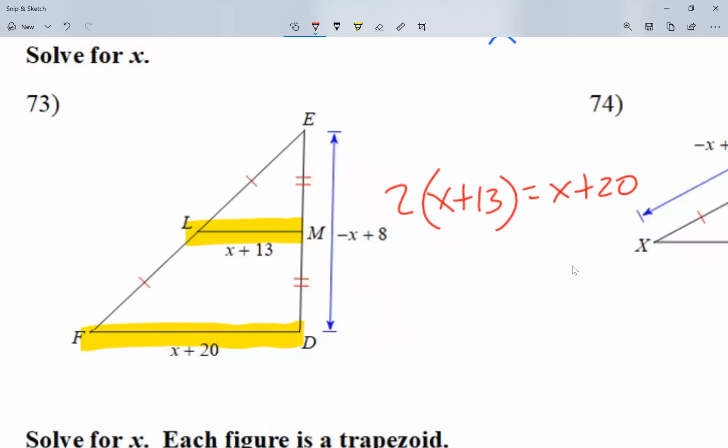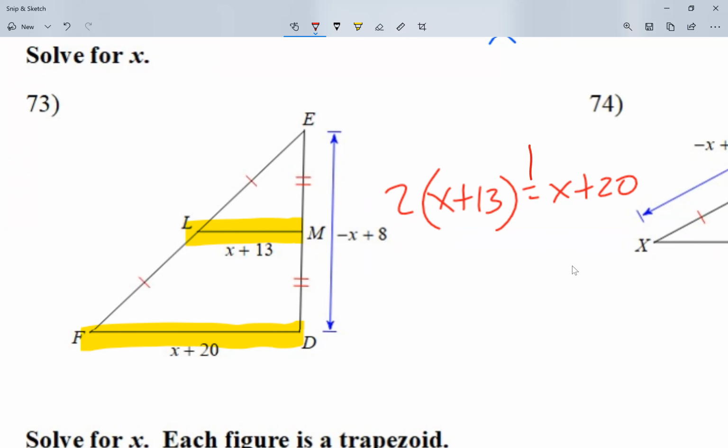Now, don't think you have to use everything given here. There's a negative x plus 8, a side that I'm not going to use. Right? Don't think you have to use everything given. You're only using the mid-segment and the side that is parallel to it.